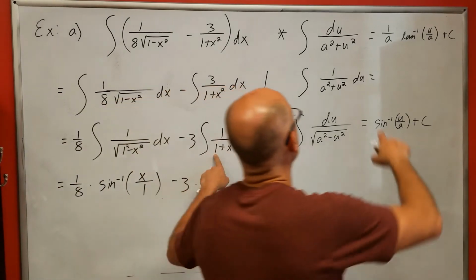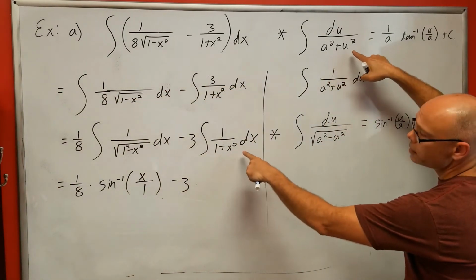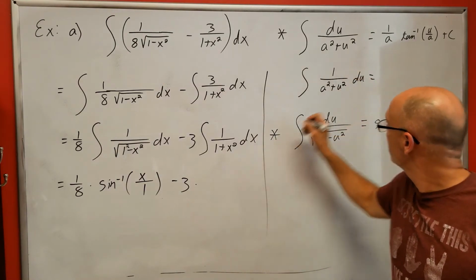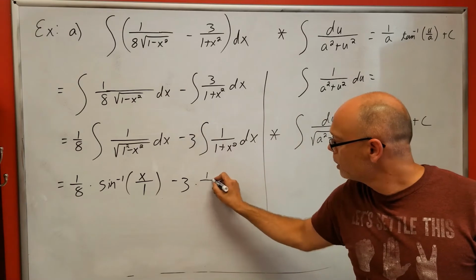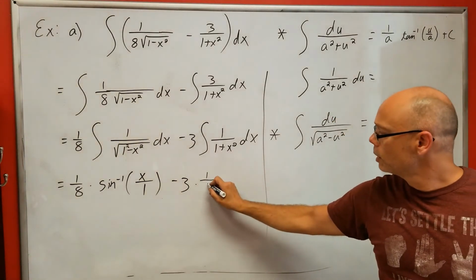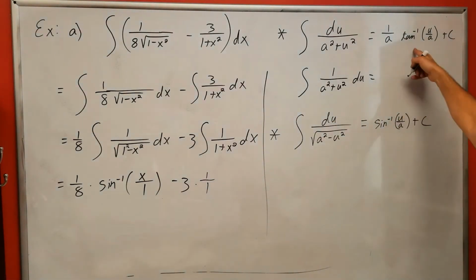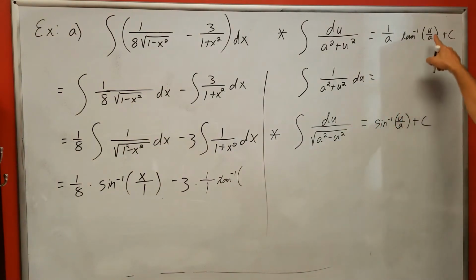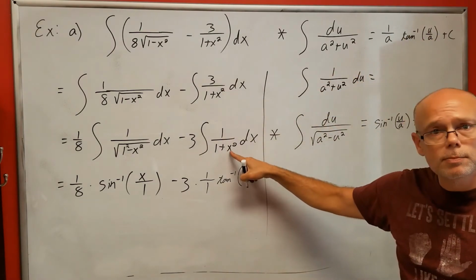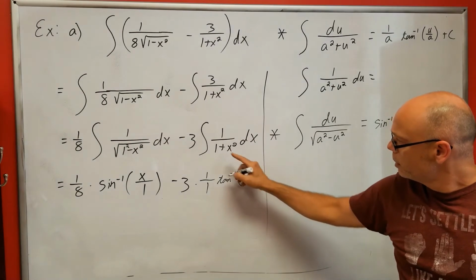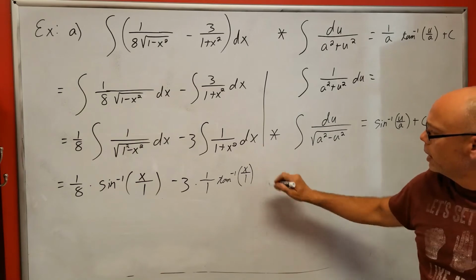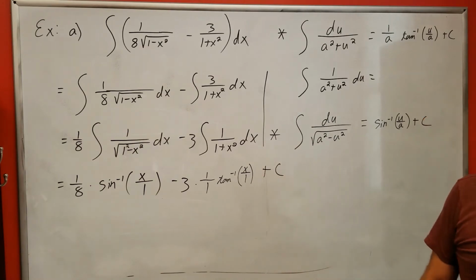Doesn't this fit the form a squared plus u squared? So how do I write this? I write it as 1 over the number part that's being squared. Number part that's being squared is 1 there. Times the inverse tangent of the variable part that was being squared over the number part that's being squared. Variable part that's being squared is x. Number part that's being squared is 1. And then I'm going to put my plus c at the end of this.